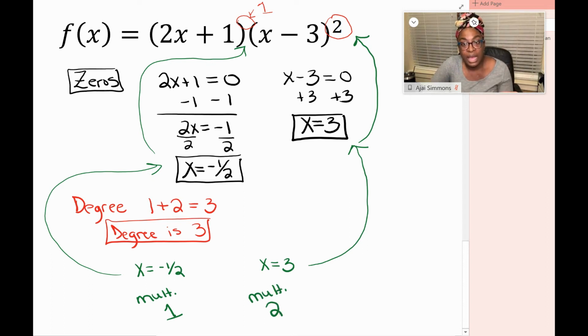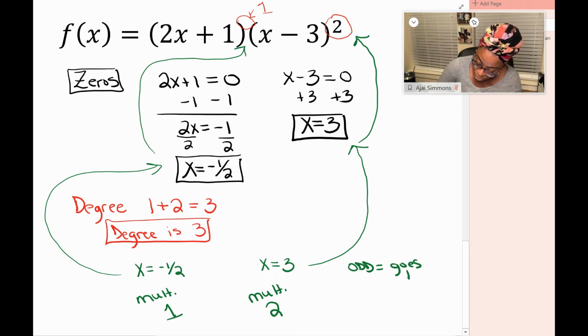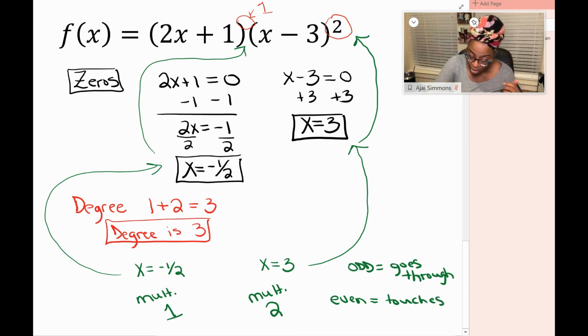Now, what did we say about multiplicity? If it's odd, it goes through. If it's even, it touches. So the prediction here is that at negative 1/2, the multiplicity is 1, which is odd, so it goes through. And at 3, it's even, so it touches.